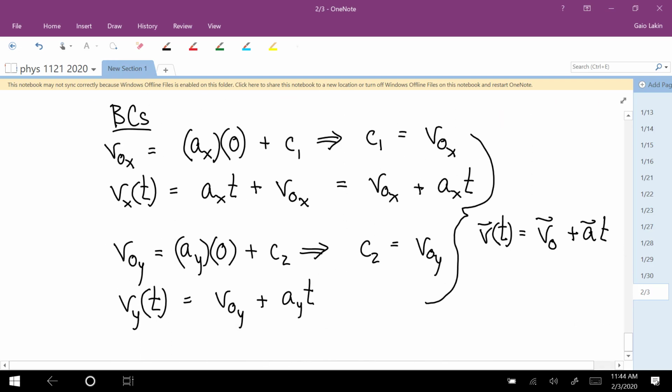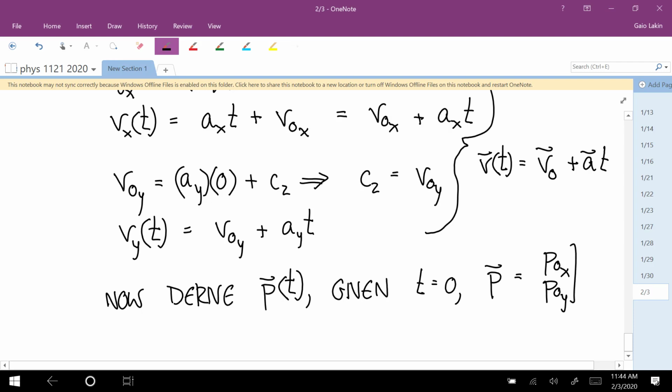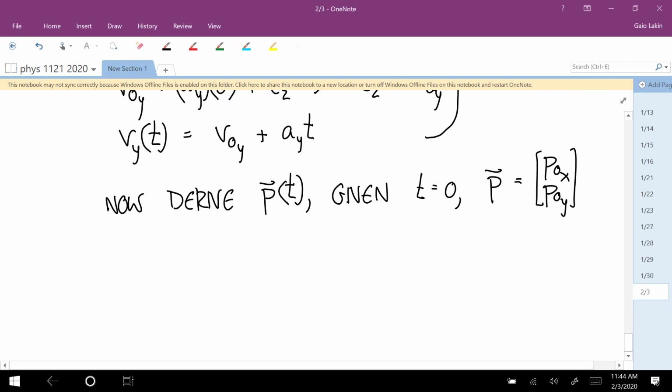Let's see. So now we want to derive the position vector as a function of time, given that when time is equal to zero, the position is p0x, p0y. And it works out similarly. I won't go through all the steps, but there's a homework assignment problem where you're supposed to do this. So what you get is that the position vector as a function of time is equal to the p0 vector plus the v0 vector times t plus 1/2 times the acceleration vector times t squared.